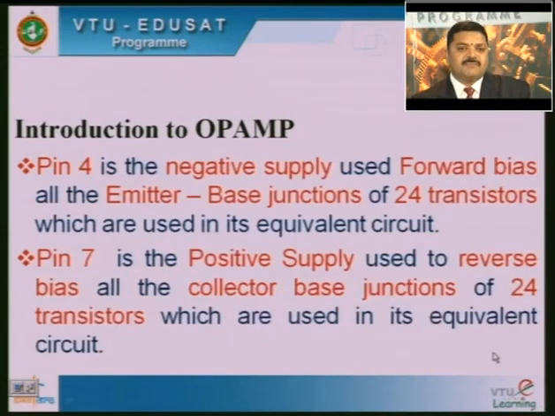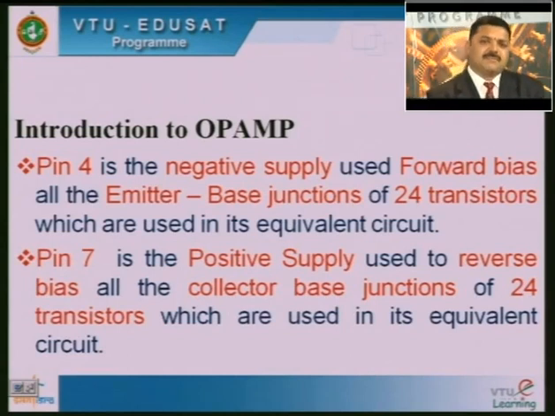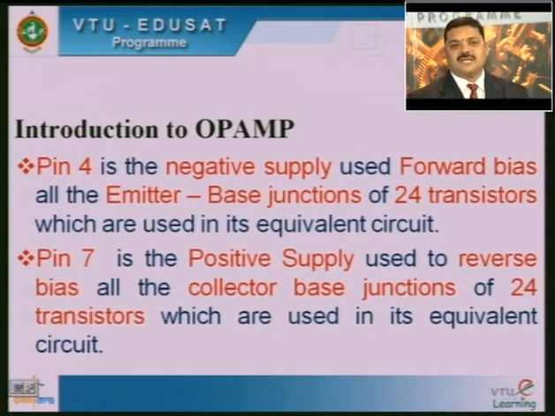Next, pin number 4 is the negative supply. Why do we have to use negative supply and positive supply? As you all know, we are using 24 transistors in the operational amplifier. What is an operational amplifier? It is an amplifier. The name amplifier comes into the picture, so we will be using transistor amplifiers.